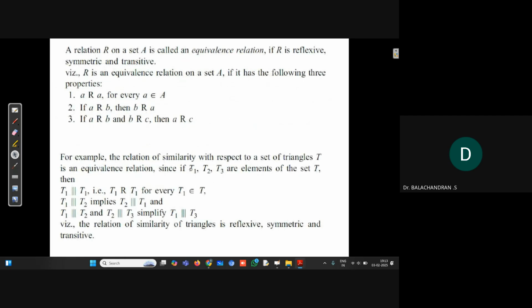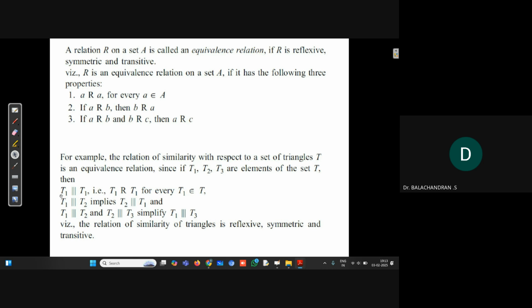So I gave some examples of equivalence relation. The first example is similarity with respect to the set of triangles. I think last class I said similarity matrices in the lecture video, but it is not similarity matrices. It is similarity of two triangles. Similarity with respect to a set of triangles T is an equivalence relation.